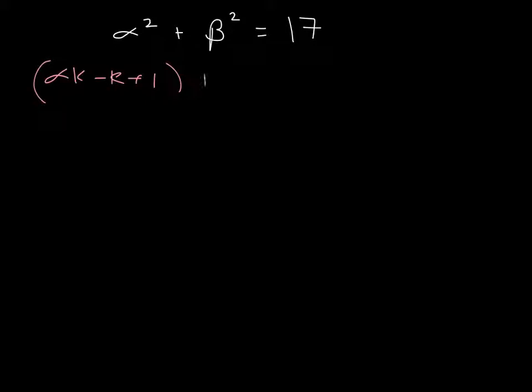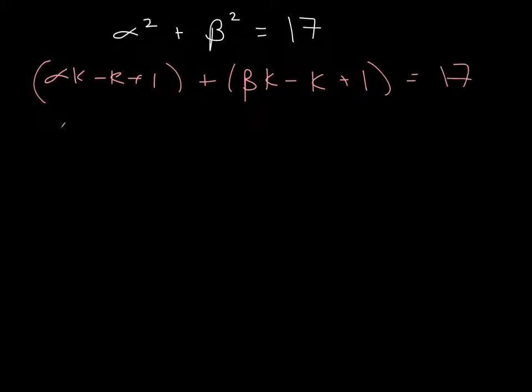So in the question you're told that alpha squared plus beta squared equals 17. So you're given that information in the question. And if you go back to what we've just done, we worked out what alpha squared was. So if you substitute in that alpha squared was alpha k minus k plus 1, and beta squared is beta k minus k plus 1, equals 17.